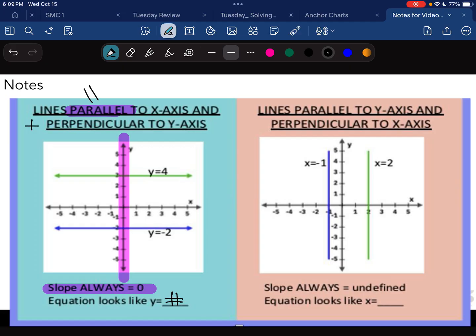to the Y-axis. Now, when it comes to an undefined slope, we talked about it. It is a vertical line, and it crosses the X-axis. So that will also look like X equals, because it crosses the X-axis, and whatever number it crosses at that location. So I'm going to give you a moment to make sure you're adding this to your notes and making some notes and some aid to help you as we go through it.